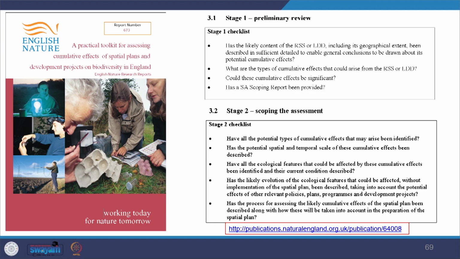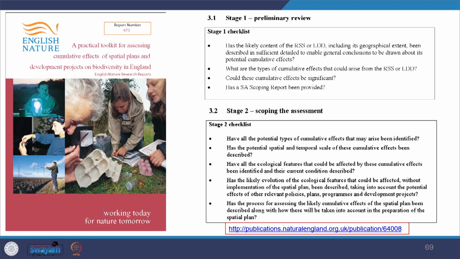Then likewise you see the stage 2 scoping assessments, where you look at whether all the potential types of cumulative effects have been identified or not, whether spatial and temporal scales have been addressed or not, whether ecological features have been addressed or not. So all that has to be seen, and how the evolution of ecological features has been through, and then you also need to see the process for assessing the likely cumulative effects. So what process you're going to adopt, that all needs to be decided here.